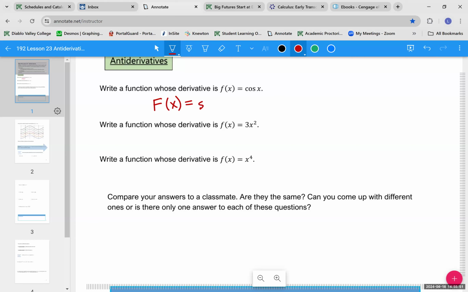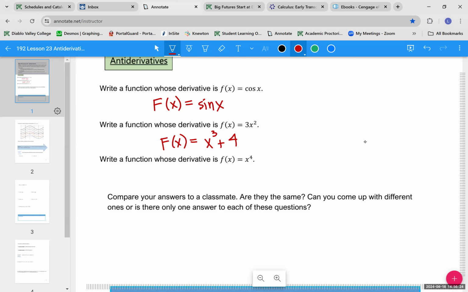So what about sine x? The derivative of sine x is cosine x. So that function would answer the first question. What about the second question? I want the derivative to be 3x squared, so certainly an x cubed would give me that, but I could make it slightly more interesting by adding 4 to it. So then the derivative of capital F of x is still 3x squared.